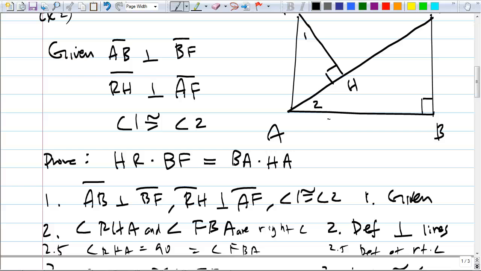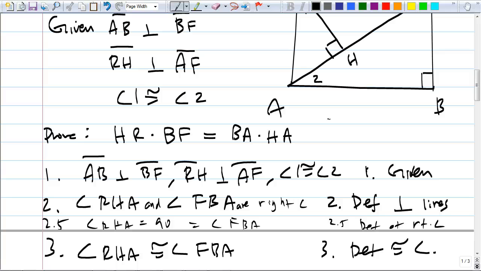And what do we know? If they're both 90, the two angles are what, guys? Because I forgot that step. So what do I write next? How about Chris? Chris, what do you say? After we know that they're both 90, what do you know about these two angles? So they're congruent, right? Now, we have two pairs of angles congruent. 1 and 2. RHA and FBA. What do you know about these two triangles?